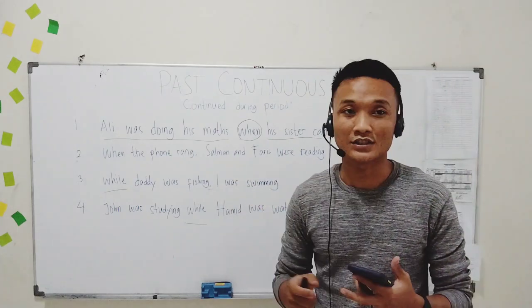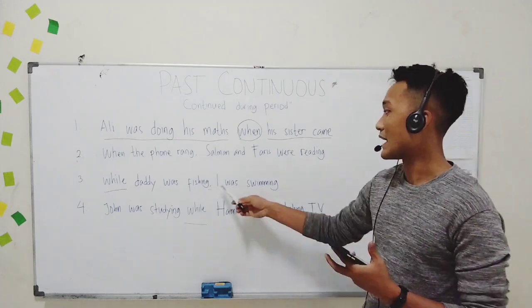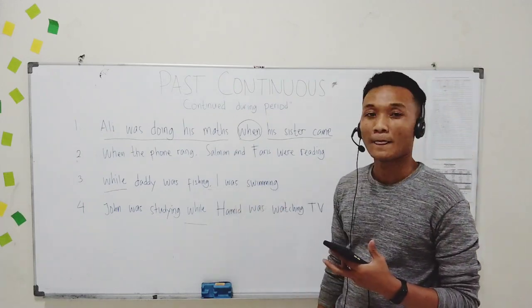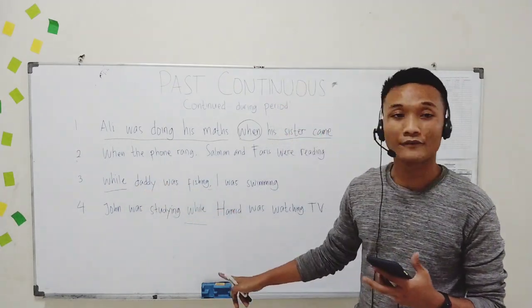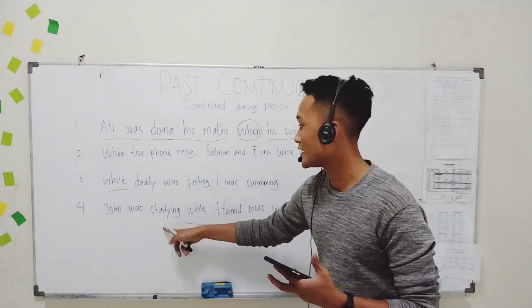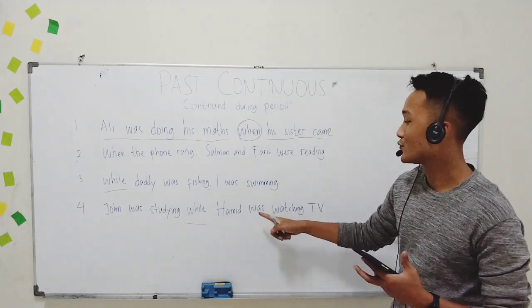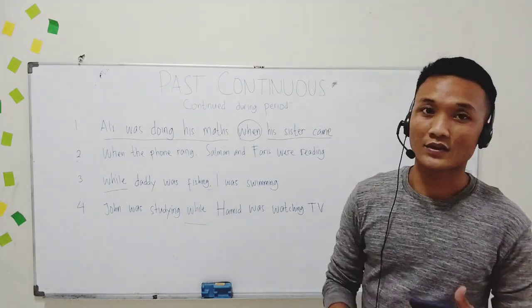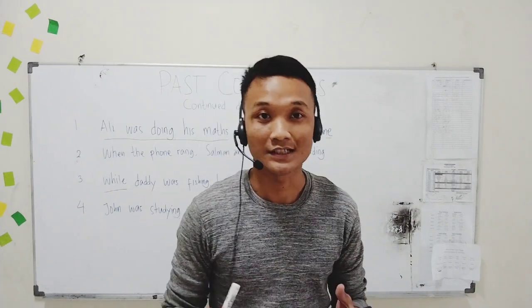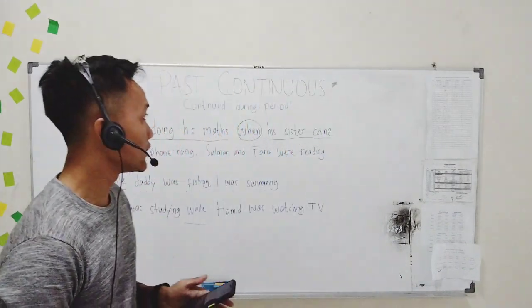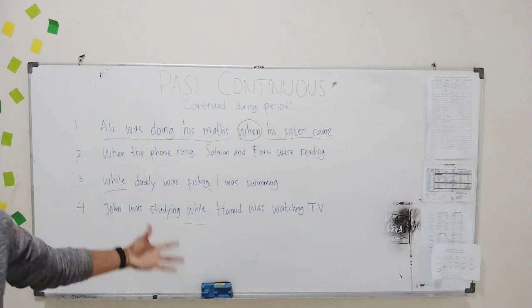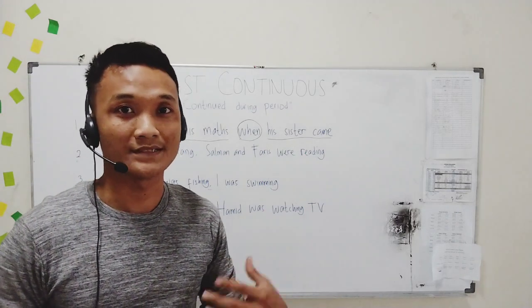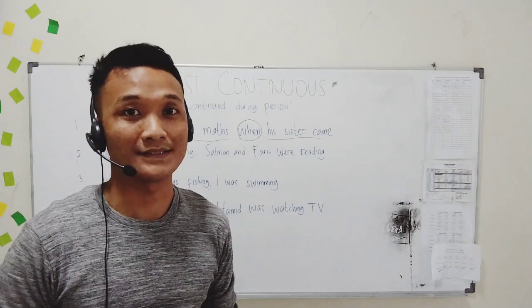after the first action is finished, and I was swimming for the second one. And if you put while in the middle of the sentence, John was studying while Hamid was watching TV, without any comma. So you can see that here, and hopefully from these examples you understand what the past progressive or past continuous is.